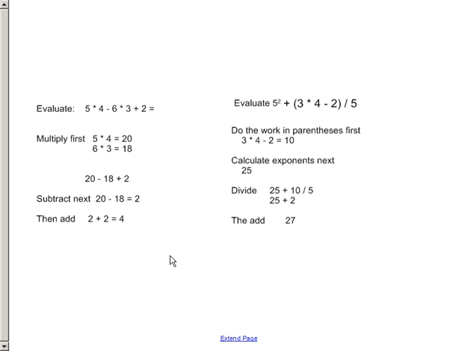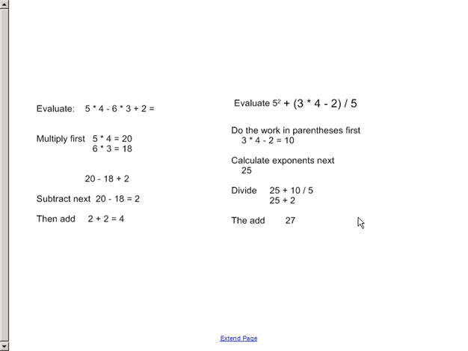In the second example, the first thing we would do is the work in parentheses. 3 times 4 minus 2, which would give us 10. And we do that left to right in the same order that we would with our regular rules. Multiplication first, then subtraction. Then we're going to calculate our exponents. 5 to the second power is 25. So we have 25 plus 10 divided by 5.